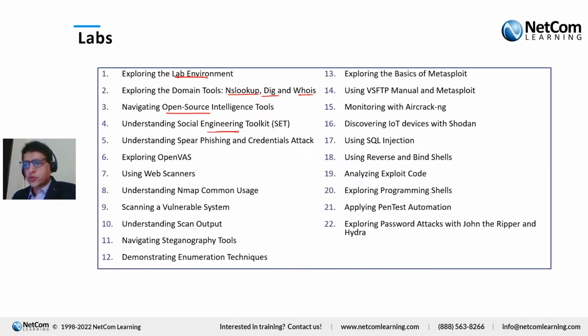We'll be using the Social Engineering Toolkit. It's written in Python. So here you'll be understanding how to do social engineering attacks, spear phishing or credential attacks. We are going to see OpenVAS, Open Vulnerability Assessment Solution, a vulnerability scanner like Nessus. Then using web scanners, using Nmap, one of the most important tools when we try to find vulnerabilities or look for IP addresses and ports, how we scan vulnerable systems, how we understand scan output, how we use steganography, enumeration techniques, Metasploit.